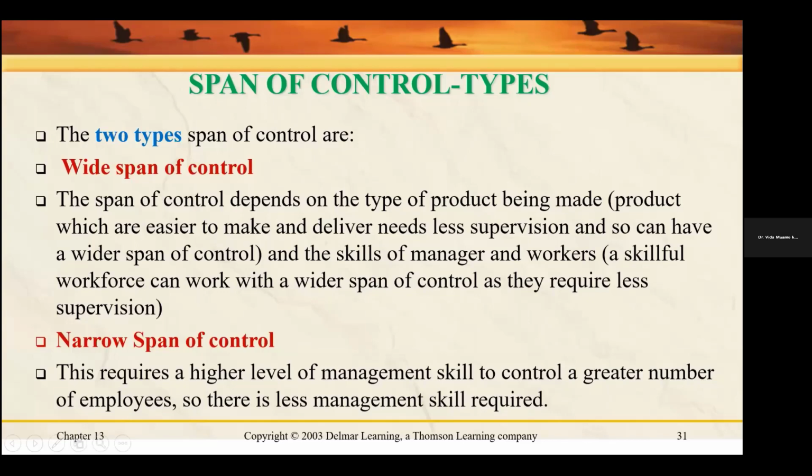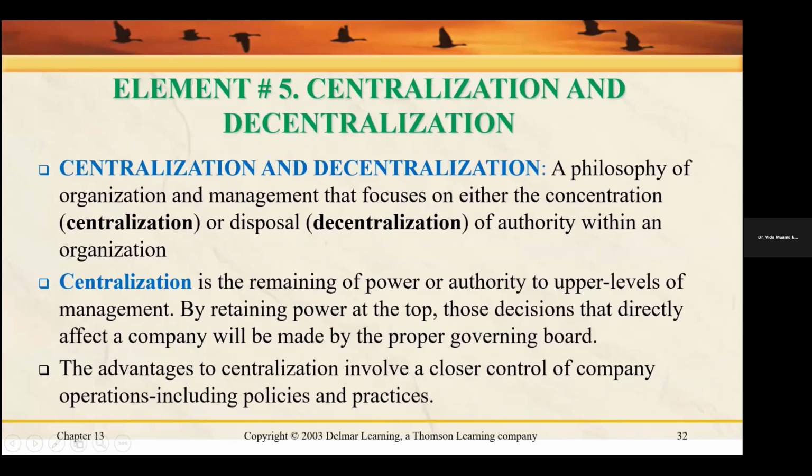Element 5 is centralization and decentralization. That is a philosophy of organization and management that focuses on either the concentration, that is centralization, or dispersal, decentralization, of authority within our organization. Centralization is the retaining of power or authority at the top. We have done the management levels, the upper levels of management. By retaining power at the top, those decisions that directly affect a company will be made by the proper governing board. Then they decentralize to the other people.